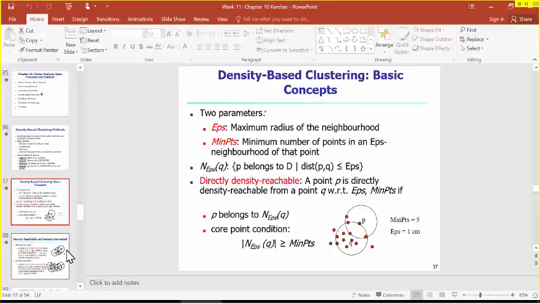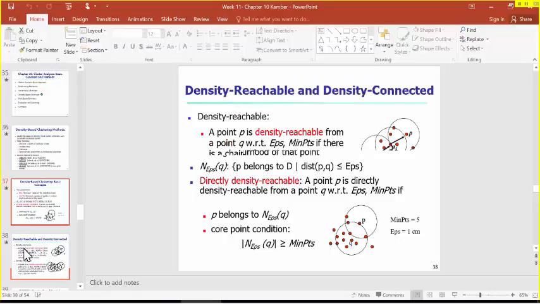The basic concept of density-based clustering is that we have two parameters. The first one is Eps, which is the maximum radius of the neighborhood, and then we have MinPts, which is the minimum number of points in an Eps-neighborhood of that point. A point P is directly density-reachable from a point Q with respect to Eps and MinPts if P belongs to the Eps-neighborhood of Q and the core point condition is satisfied.